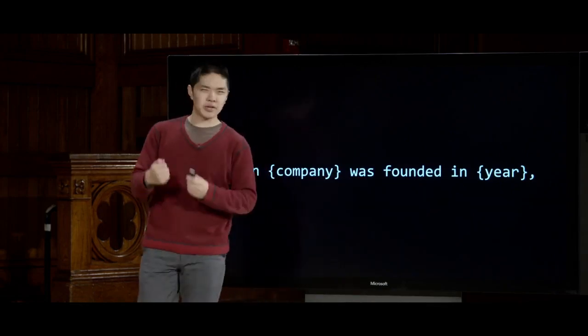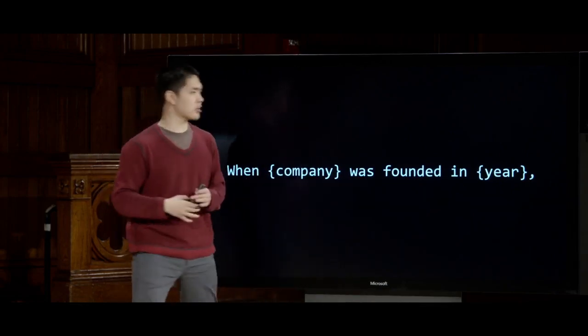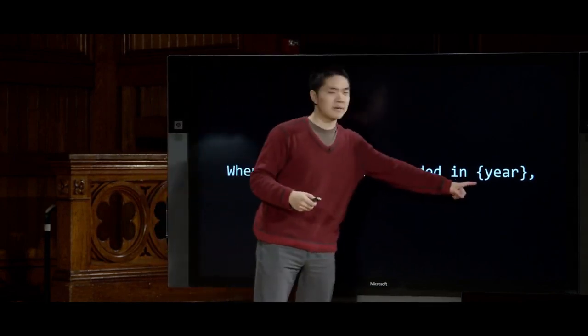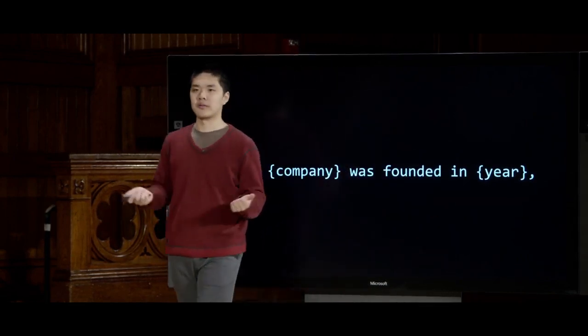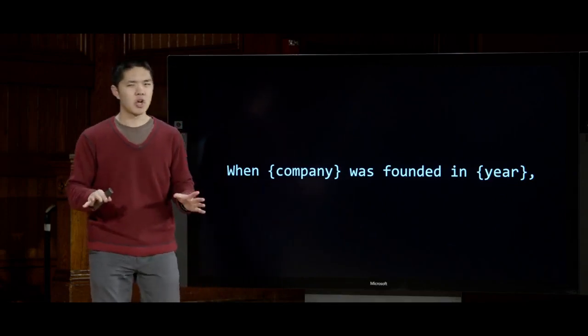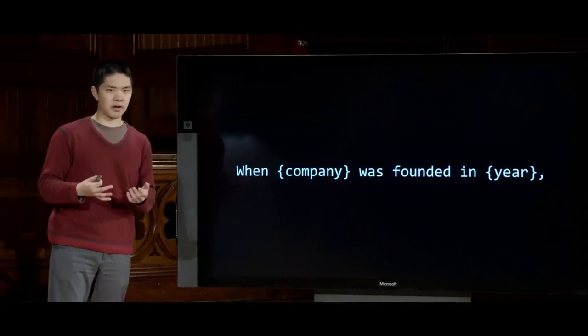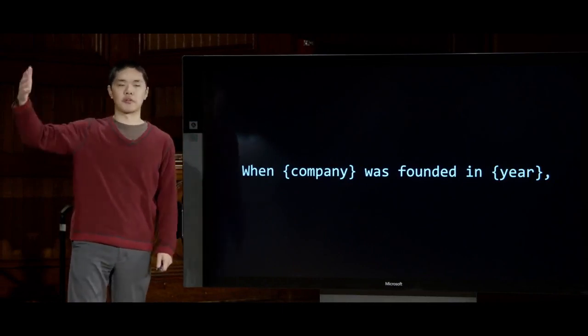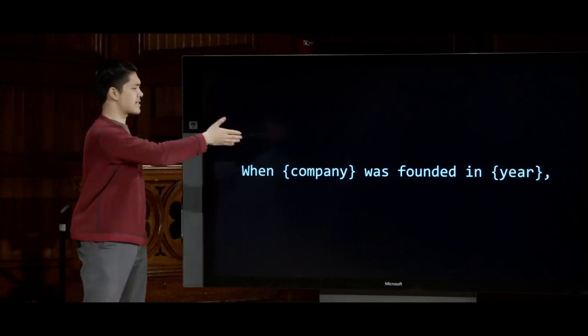our AI can pretty reasonably conclude that there's a good chance that this is going to be like some company, and this is going to be like the year that company was founded, for example. Might not be perfect, but at least it's a good heuristic. And so you might imagine that if you wanted to train an AI to be able to look for information, you might give the AI templates like this.